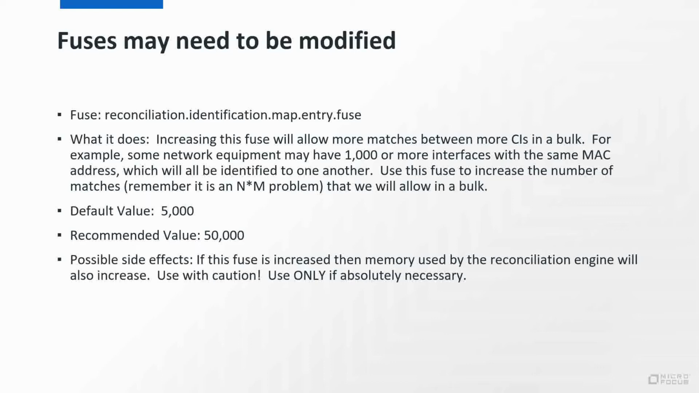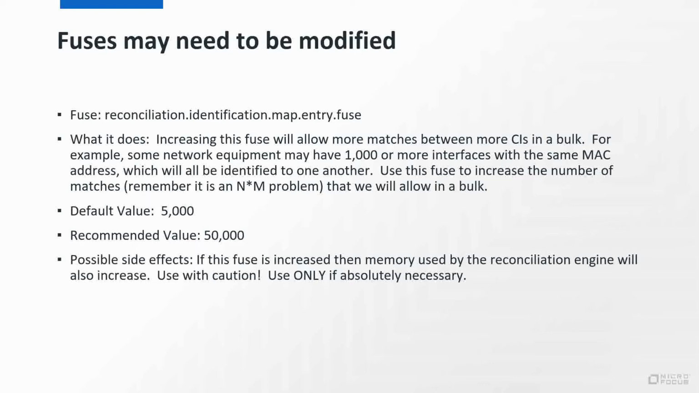If you have poorly qualified data, and what I mean by that is nodes that are very weak, they do not have a lot of identification information. For example, you may have a switch that has 1,000 interfaces all with the same MAC address. This is an M times N problem.